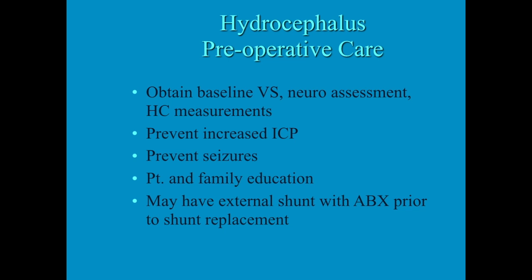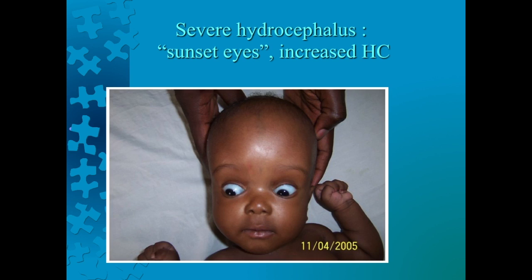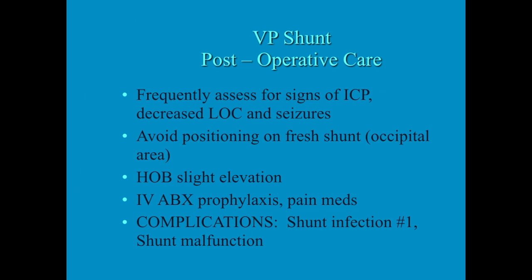If a child isn't a candidate for going to the operating room right away, let's say they have meningitis or some other kind of an infection, temporarily an external shunt may be put in. We give them antibiotics for many days, and then they'll go into the OR for a shunt replacement. Here's another example of a severe hydrocephalic child with the sunset eyes, and if you look closely at her forehead, you can see those dilated scalp veins.